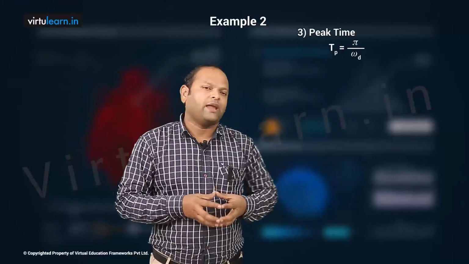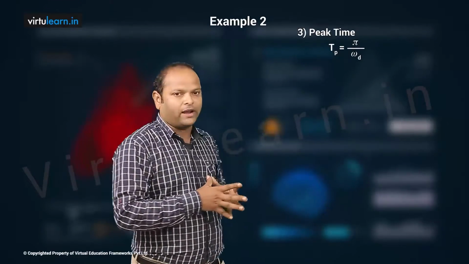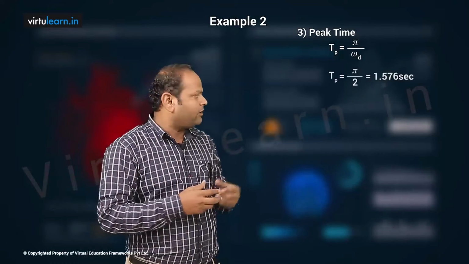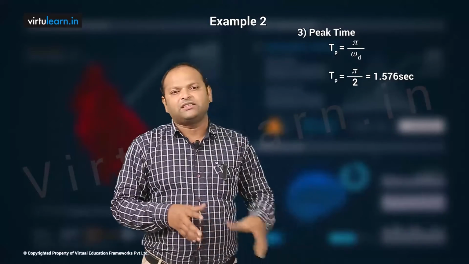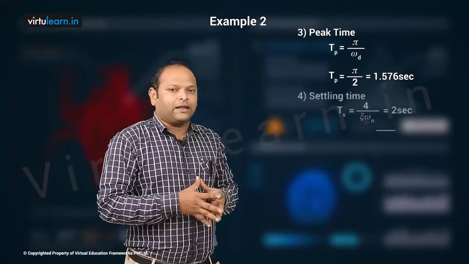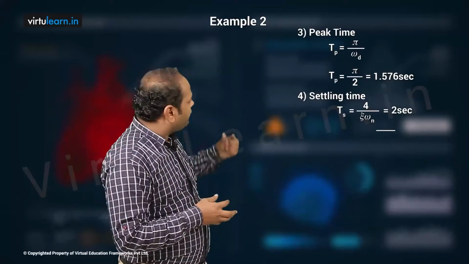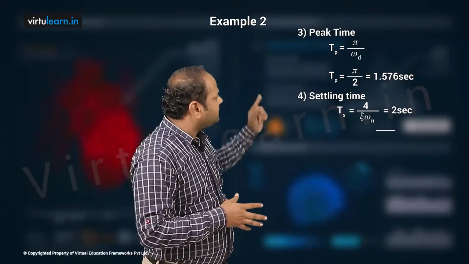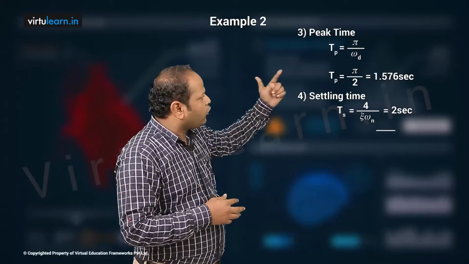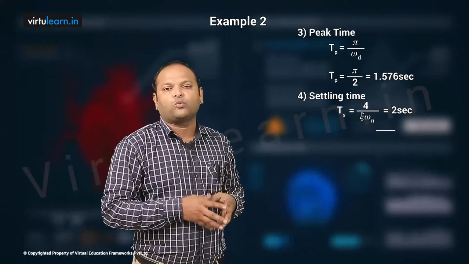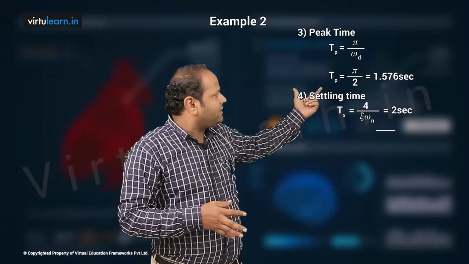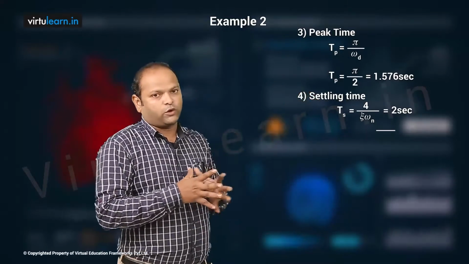Peak time is pi divided by omega d, 3.14 by 2, that will be 1.57 seconds. It is direct. Next is settling time. As I said, settling time by default is 2%. Therefore, if you take the 2% formula, 4 by zeta omega n, so 4 by 0.707 into 2.83. So that is again around 2 seconds you are going to get.